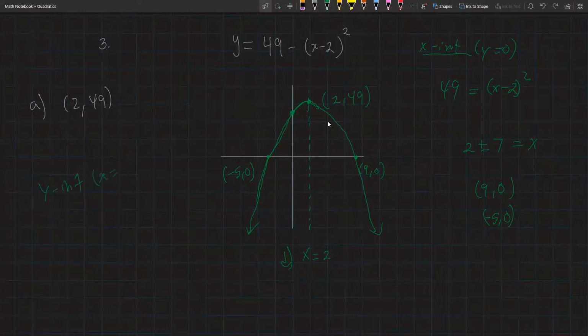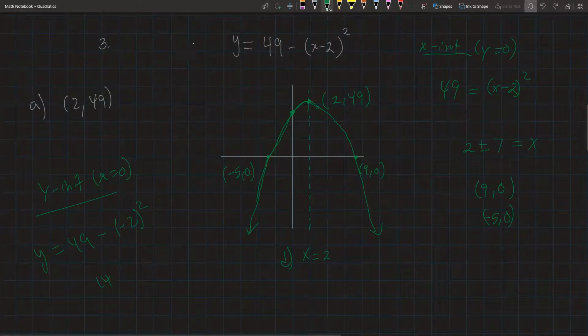That is when x equals 0. So remember to use this original equation, plug in a 0 right there, and then we should get y equals 49 minus negative 2 squared, which really becomes 49 minus 4, or 45. Sorry, it should be written as a point: (0, 45). So I'm going to label that right here, (0, 45).